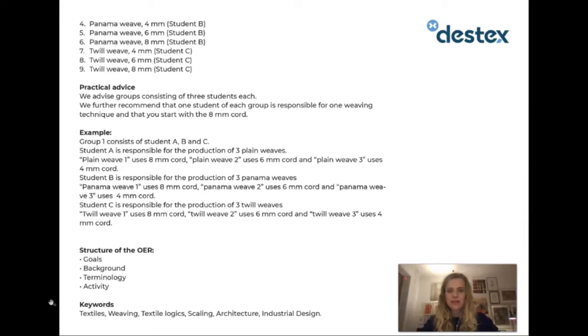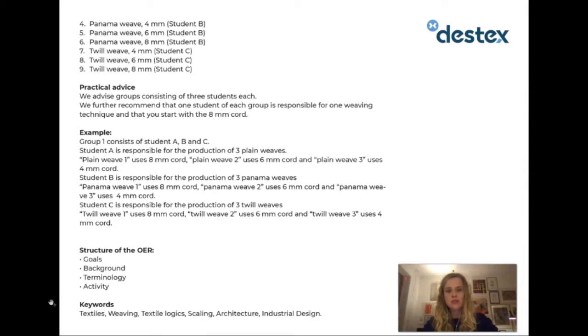As a practical advice, we advise groups consisting of 3 students each. We further recommend that 1 student of each group is responsible for 1 weaving technique, and that you start with the 8 millimeter cord. Let's take an example. Group 1 consists of student A, B, and C. Student A is responsible for the production of 3 plain weaves, starting with 8, followed by 6, and concluding with the 4 millimeter cord. Student B is responsible for the Panama weaves, starting with 8, followed by 6, and finally using the 4 millimeter cord.